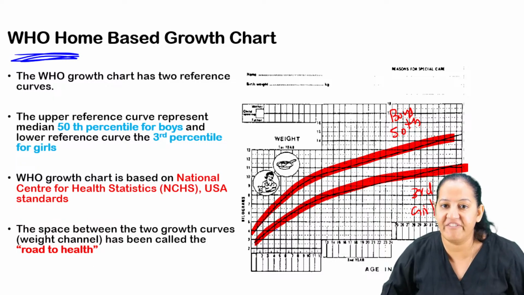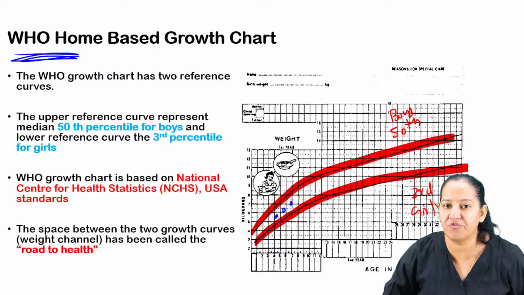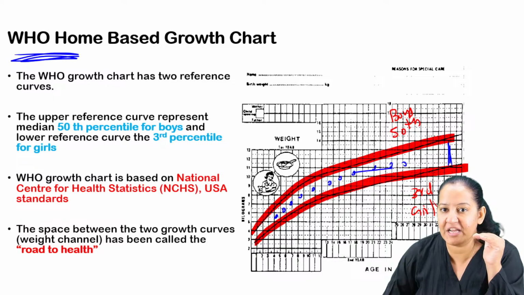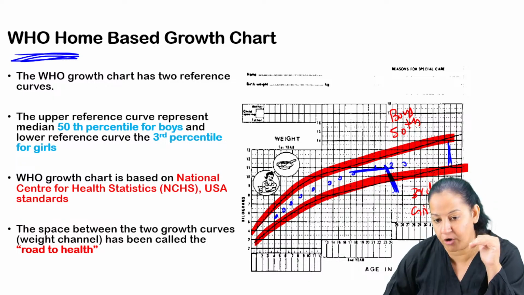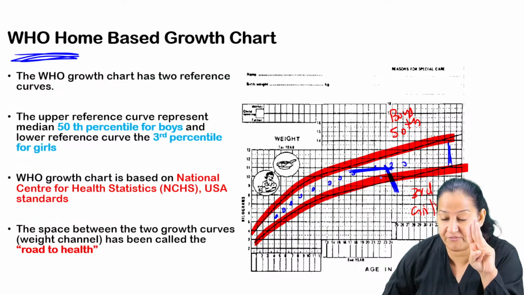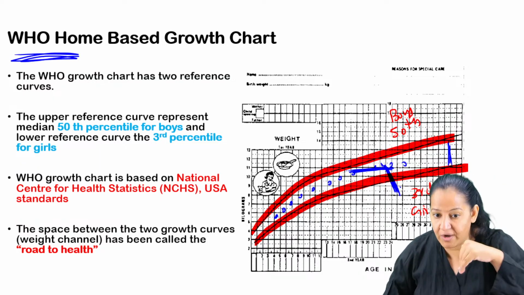So child growth should fall between the two. It is known as road to health. It should be parallel like that. It should not be static for 3 months and it should not deteriorate. It should not fall. If the weight is not increasing for 3 months constantly, or it is falling, it's a red alert.